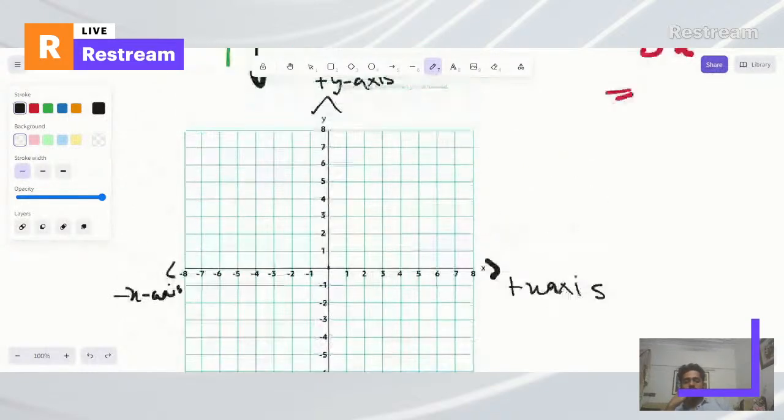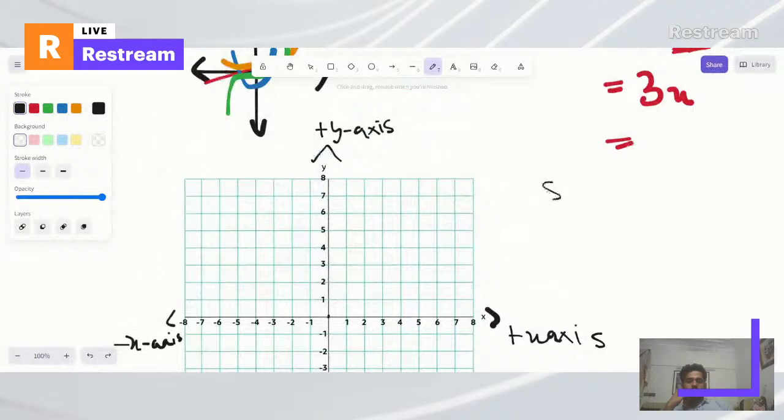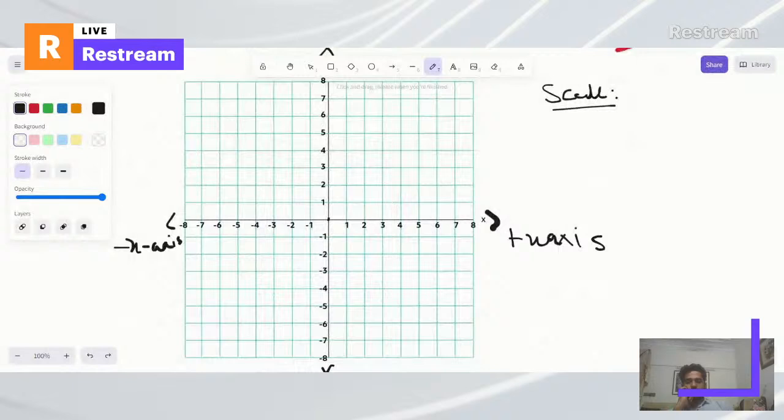So what do I mean when I say that it's important to know the scale of the graph? So what's the scale of the graph? Scale of the graph means what does it represent? So one box here, let's say it's not a big graph, so it's a pretty small graph. So one box here represents 1 centimeter.